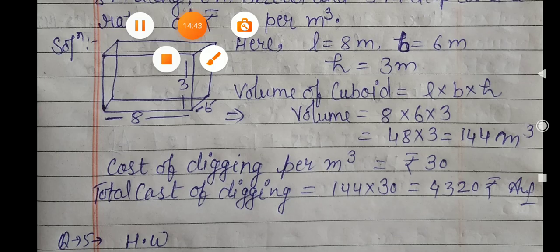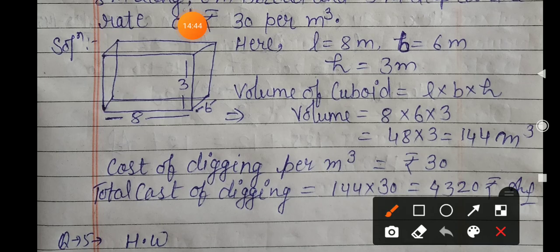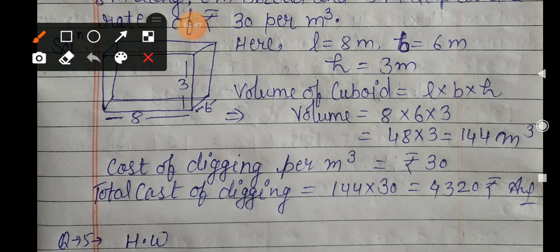Okay, multiply it, and then you have to find the total cost. So total cost is equal to 144 into 30, and then this value is 4320 rupees, and this is the total cost for digging that volume in that pit.